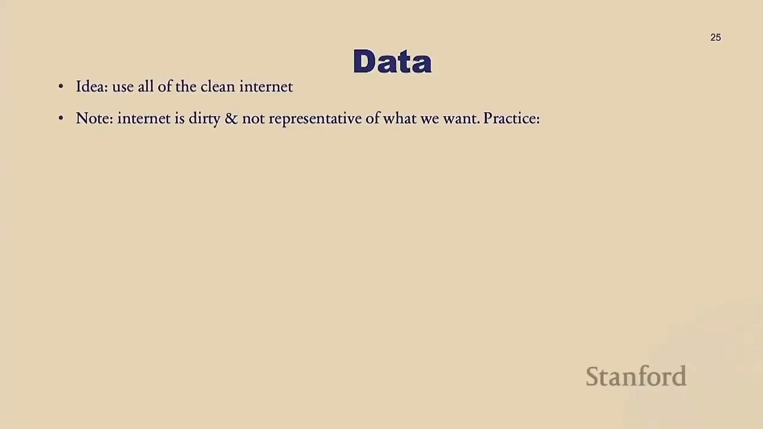So data is another really big topic. At a high level, people just say, oh, you basically train large language models on all of internet. What does that even mean? Or people sometimes say all of clean internet, which is even less defined. So internet is very dirty and really not representative of what we want in practice. If I download a random website right now, you would be shocked at what is in there. It's definitely not your Wikipedia.